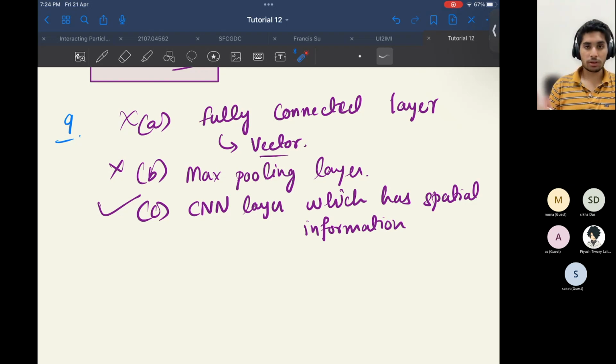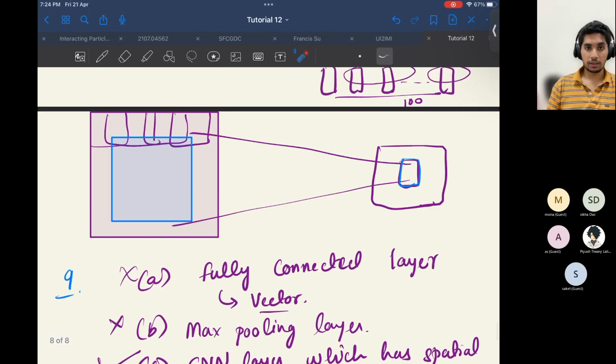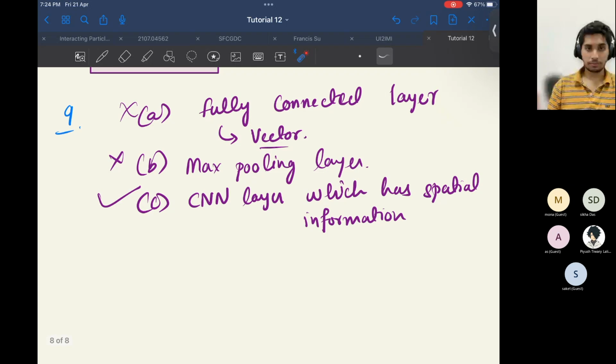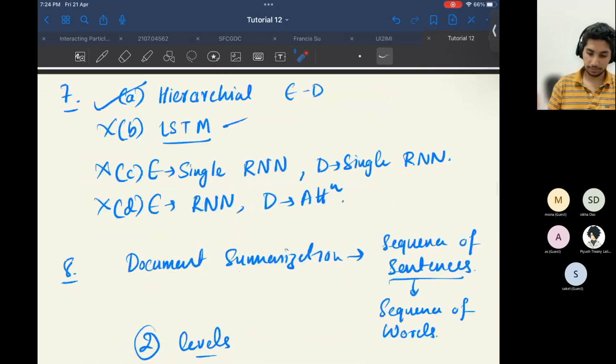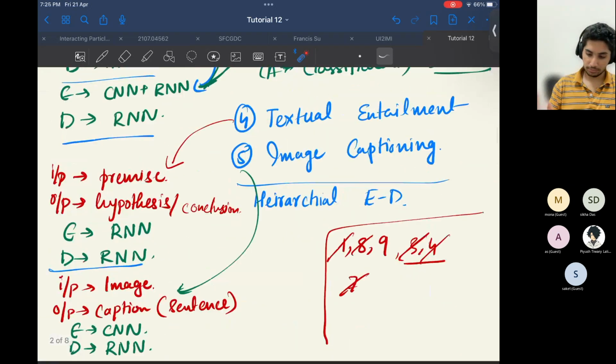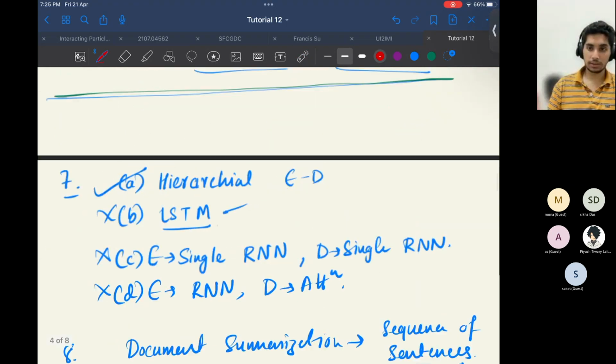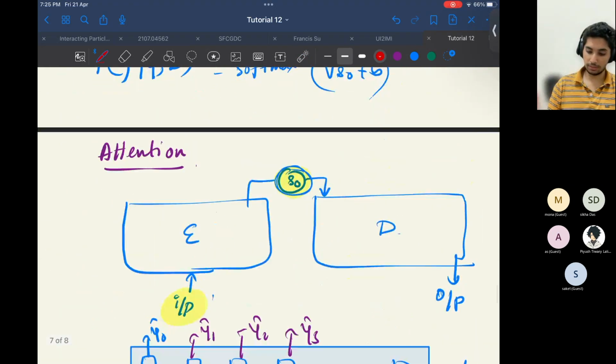So I hope I was clear, or if it is not clear, maybe you can ask questions if I lost you or something like that. I think this was the last question that you had asked to solve. So the ninth question is also done. I think six questions are done, so the majority of them are done.